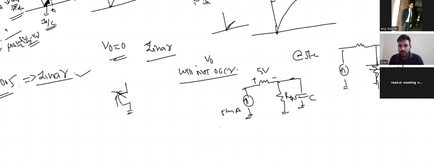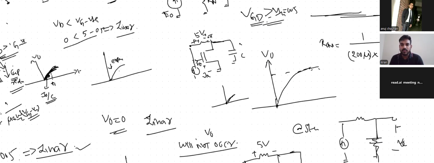R on will be 1 by mu Cox W by L times VGS minus threshold voltage, where mu Cox W by L is 200 microampere per volt squared, and VGS is V naught plus 5 minus VTH. This is my R on.